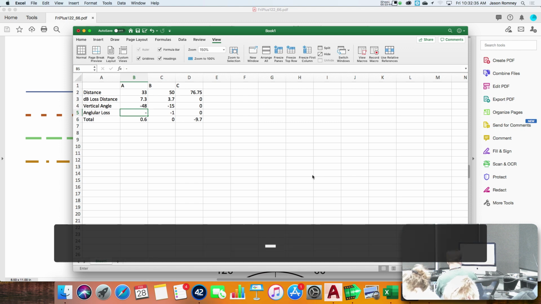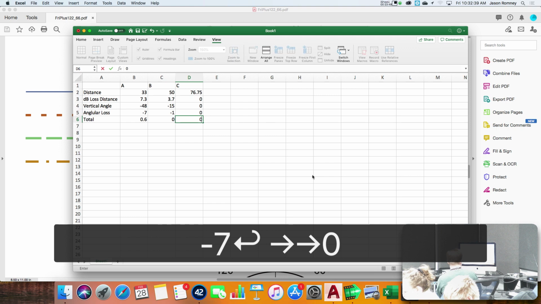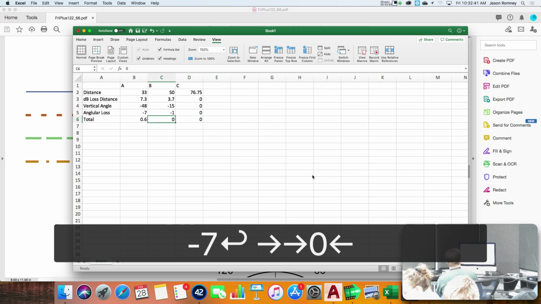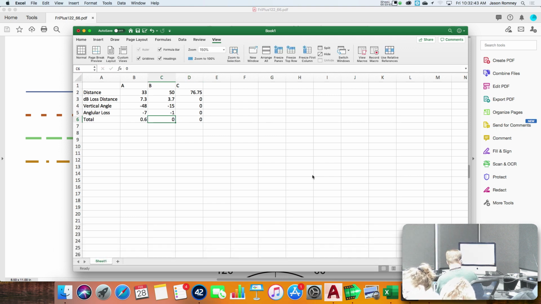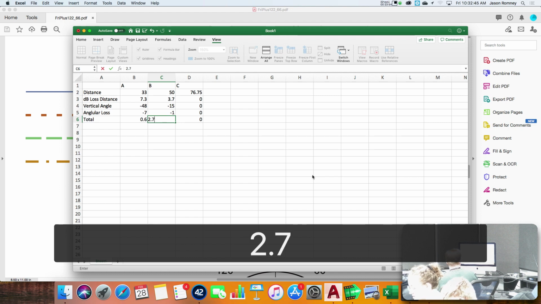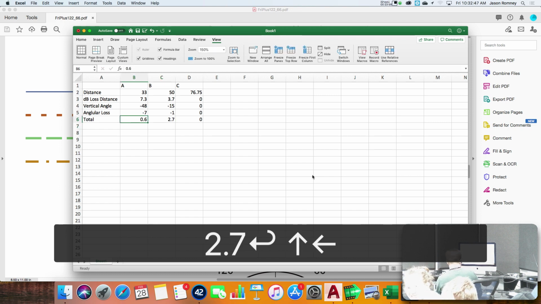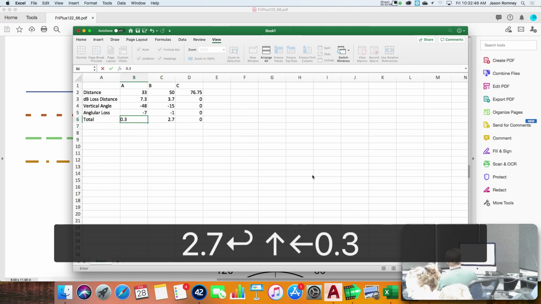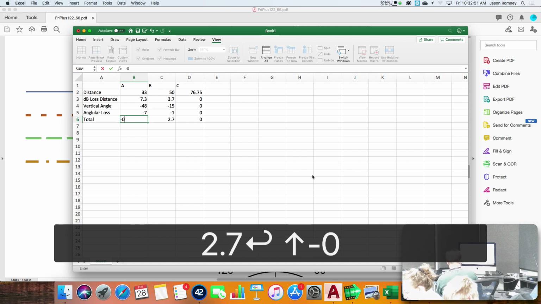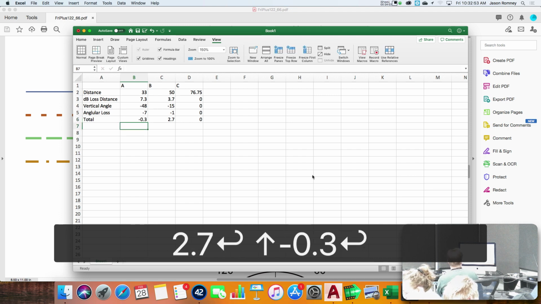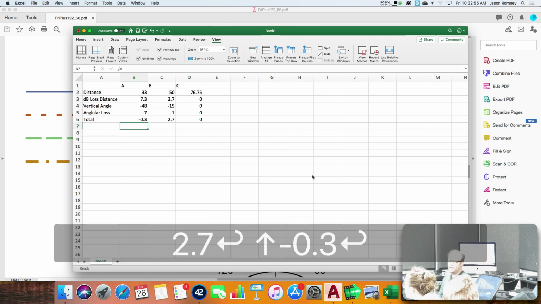OK, so now what's the difference here? No difference there. But now I'm looking at 2.7 at seat B and negative 0.3 at seat A. Look at that. Now I'm within a 3 dB range in that entire area.